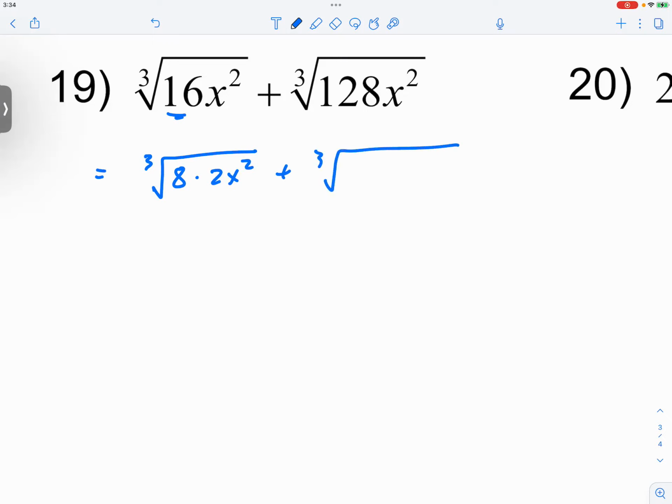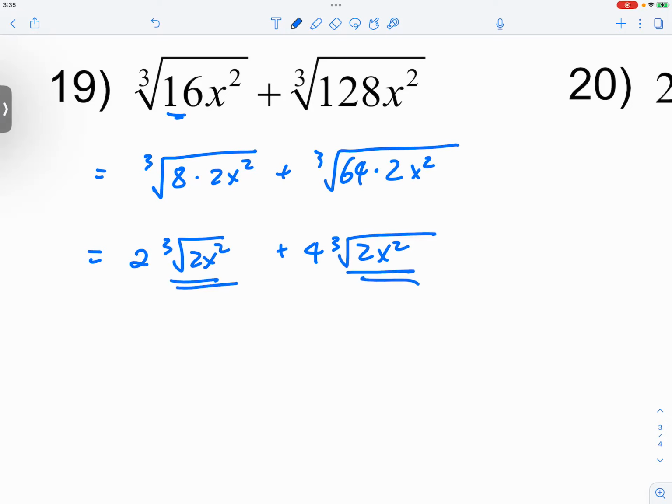8 is 2 cubed. The next one, probably we use 64 times 2 for 128. Okay, so cube root of 8 becomes 2, and then 2x squared is just left behind. Cube root of 64 is 4, and then you have 2x squared left behind.